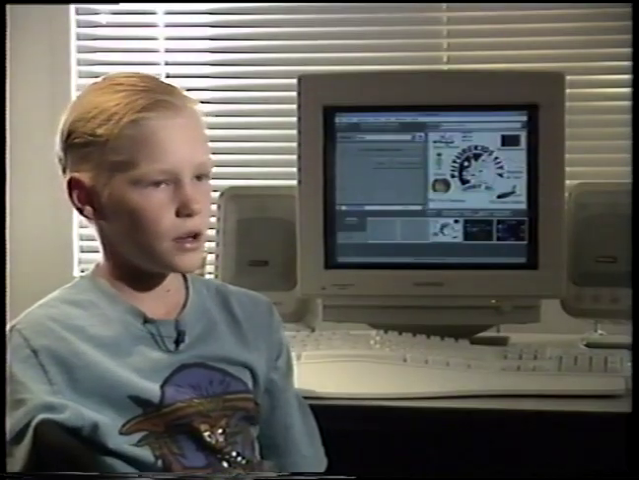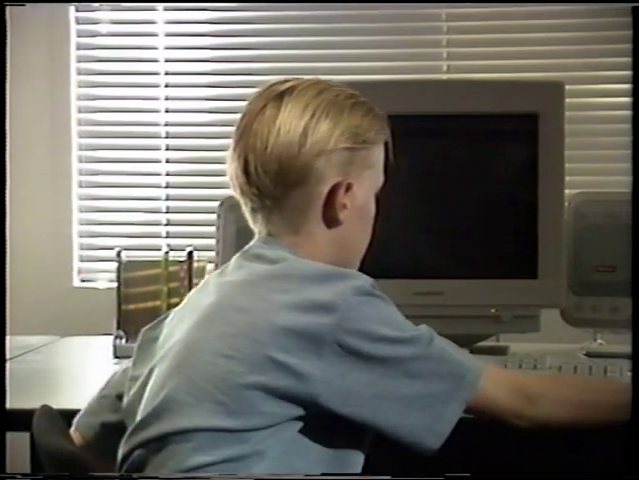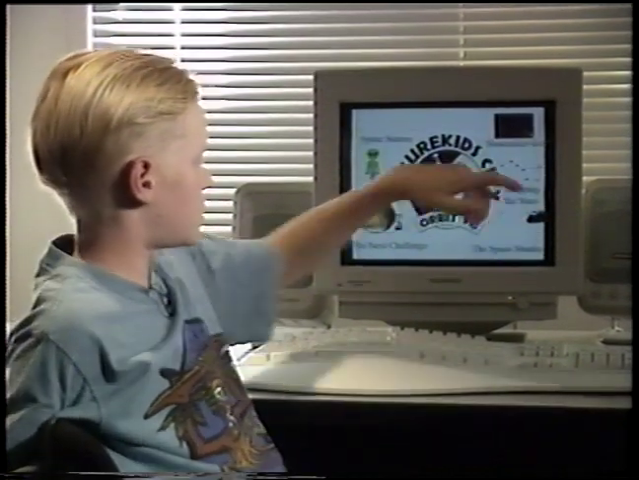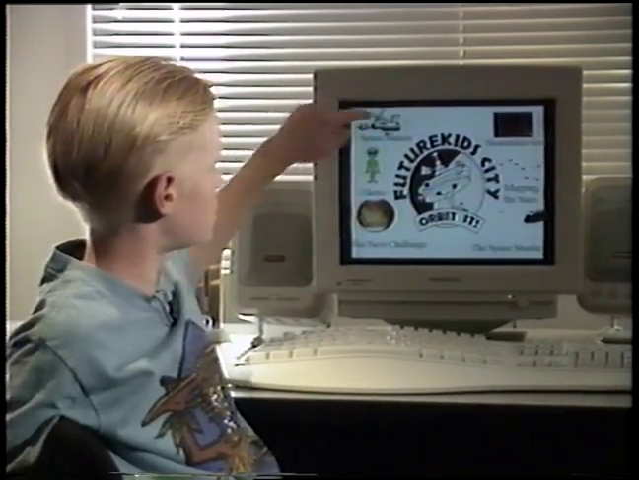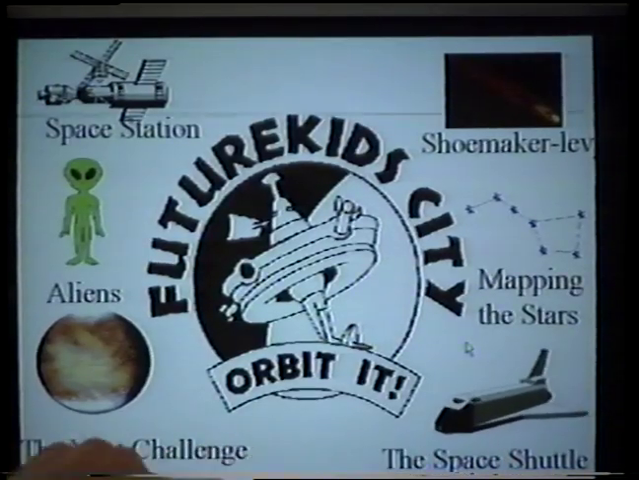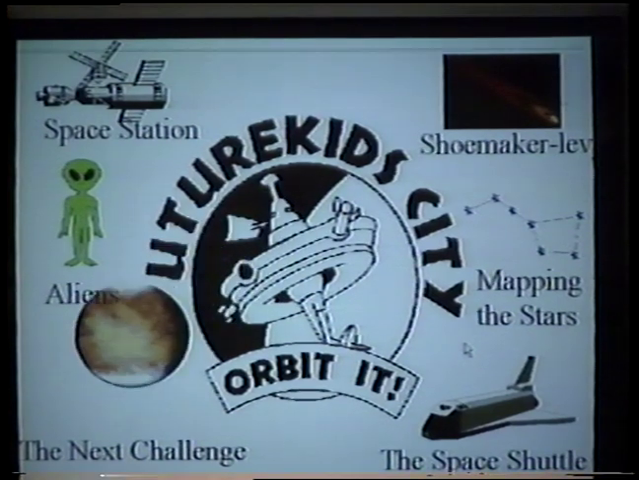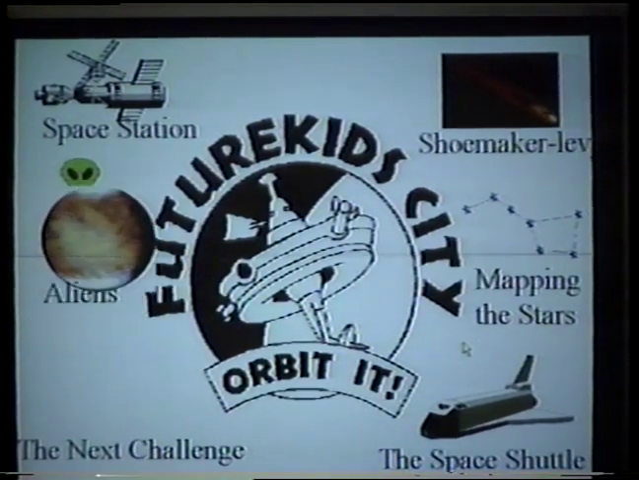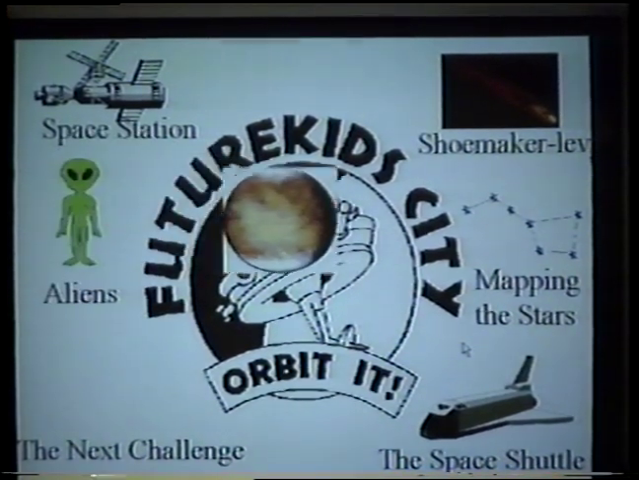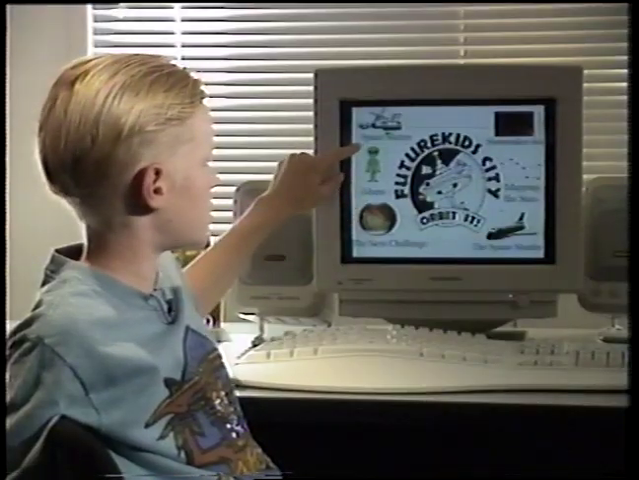This is my aliens slideshow, and I'd like to show it to you. This is the title page, and I made all these things that are moving. It's kind of cool to see the things move into place. These are all the things that I did all the rest of the slideshow on. Like aliens, the space station.